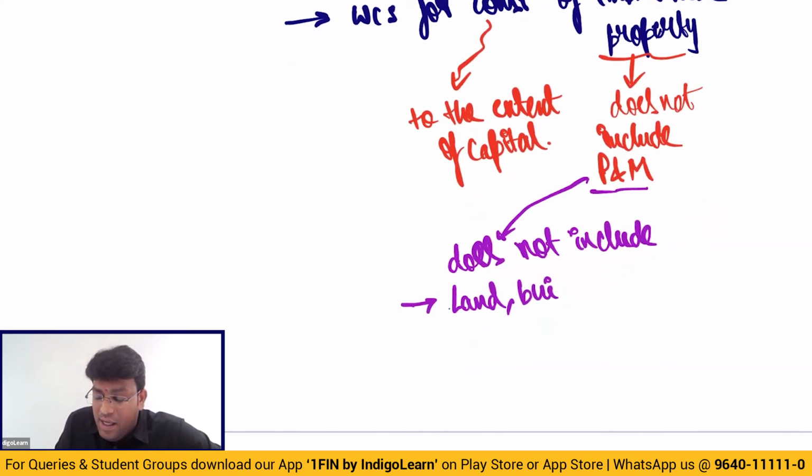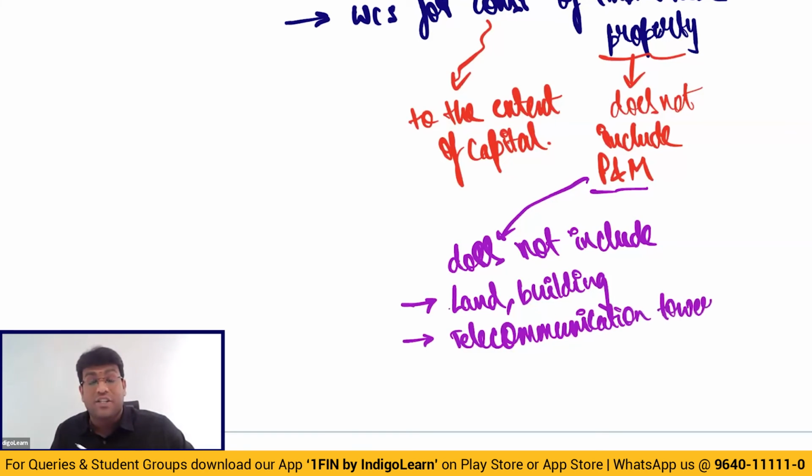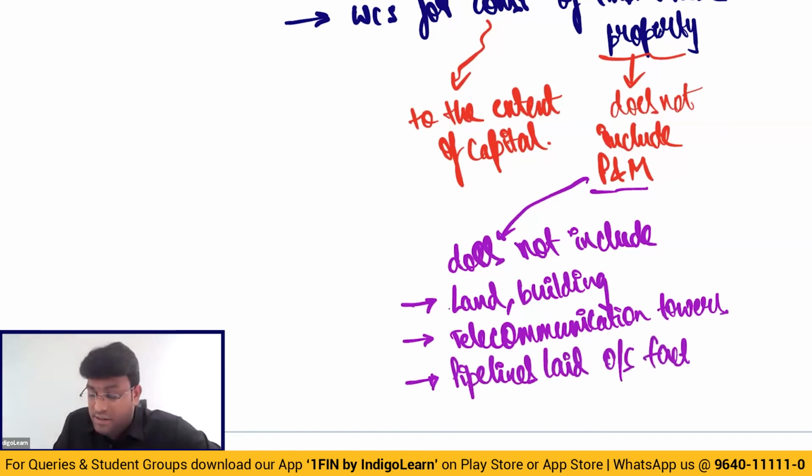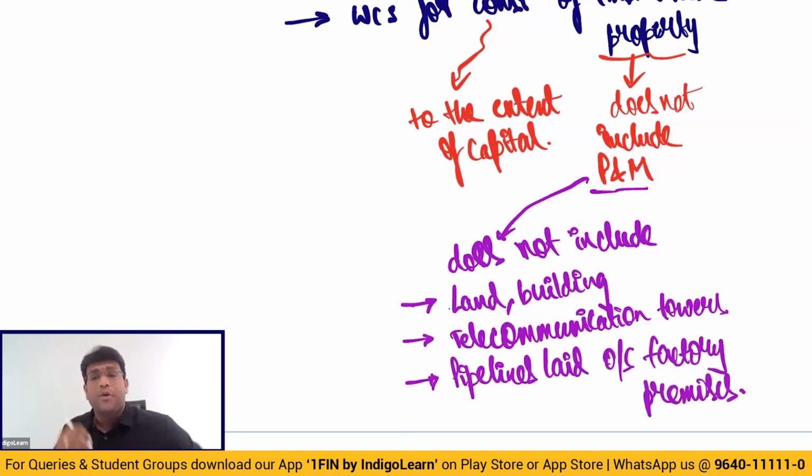Number 1, land, building, civil structures. Number 2, telecommunication towers. Even for telecommunication towers, we can't take input tax credits. Number 3, pipelines laid outside the factory premises. Here also, my dear friends, input tax credit is not allowed, because plant and machinery does not include these things.